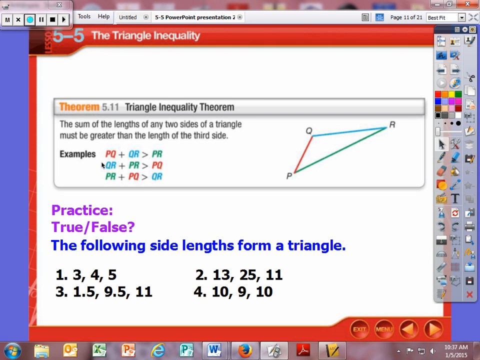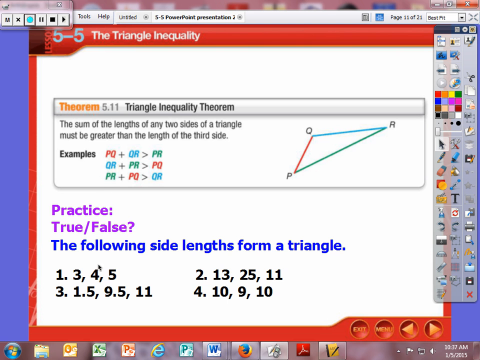Okay, so these three things must be true in order to make a triangle. If any one of them fails, any one of them, you do not have a triangle. Okay, and you're going to need to remember this or come back to this slide when you're working on your entry slip for tomorrow's class. Alright, so let's just practice a few down here.